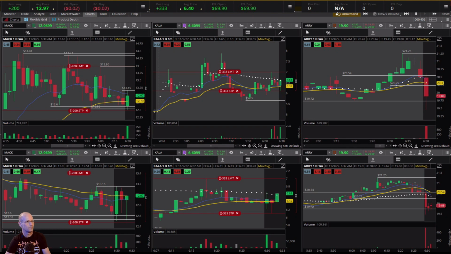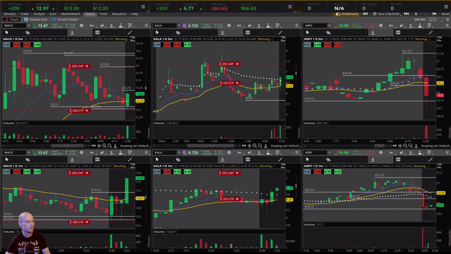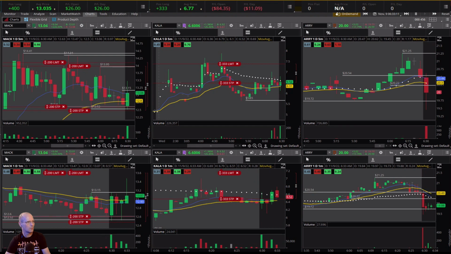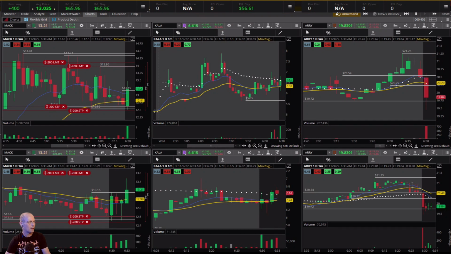Going red to green now. I'm going to get out of KALA over there, taking my profits. Oh man, I should get back in it actually. I'm adding now on MACK. That was a pretty nice pop. Get back out of KALA. Let's see if I can take some profit. I was looking at KALA when MACK popped up like that, so I missed my opportunity to sell.